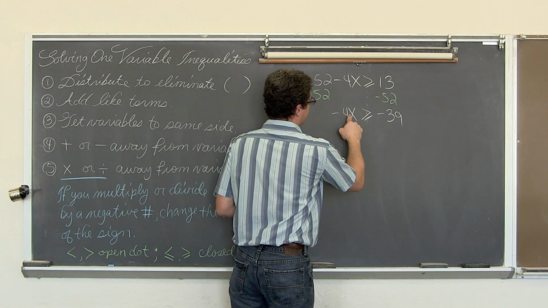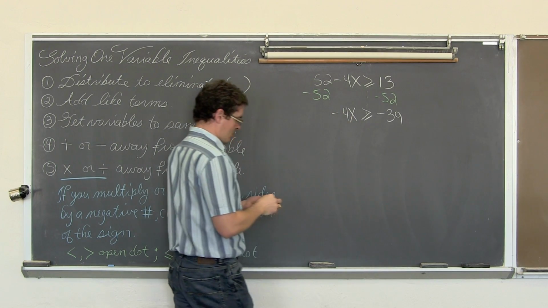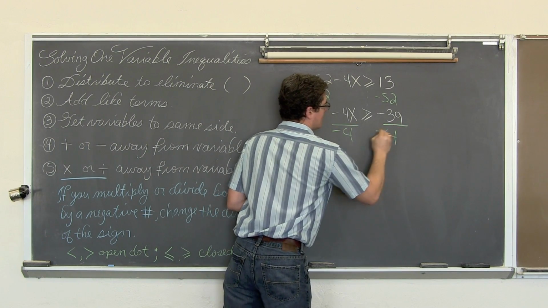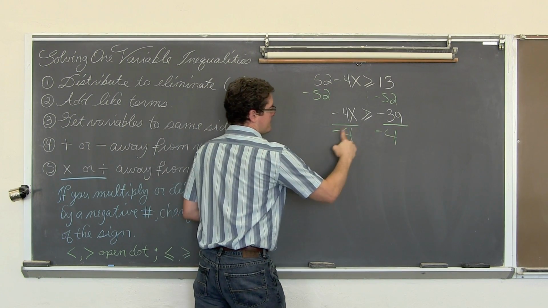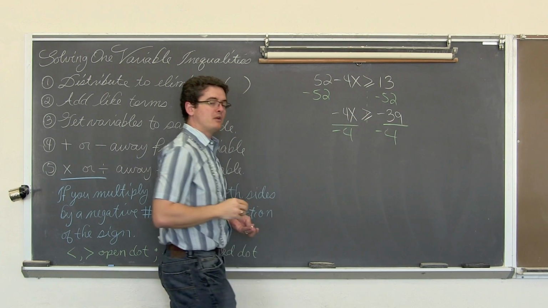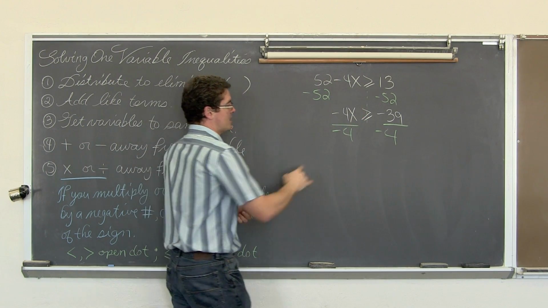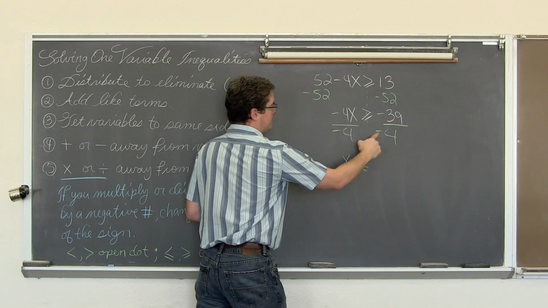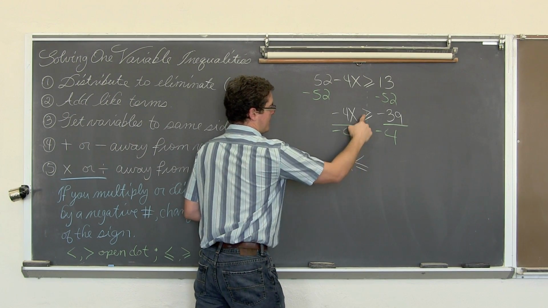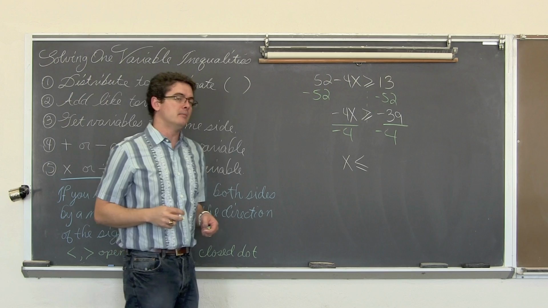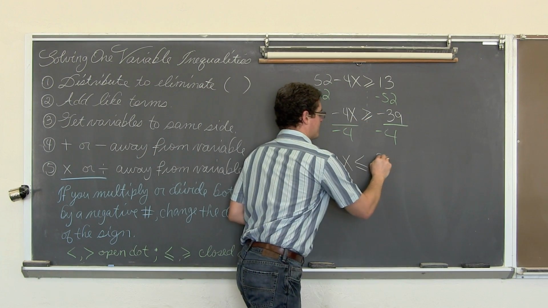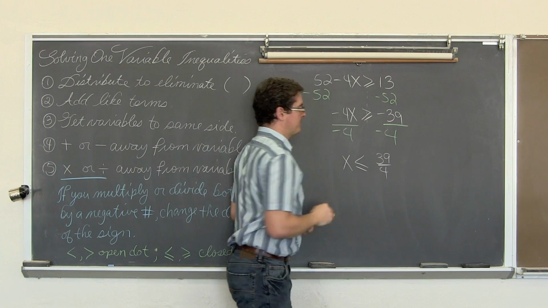Now I want to get the negative 4 away from the x, so I'm going to divide both sides by negative 4. Dividing by that negative number is going to force me to remember to change the direction of that inequality. So we have x is less than or equal to, changing the direction of the sign because I'm dividing by a negative number. When you divide two negatives, you get a positive answer, so we have 39 over 4.